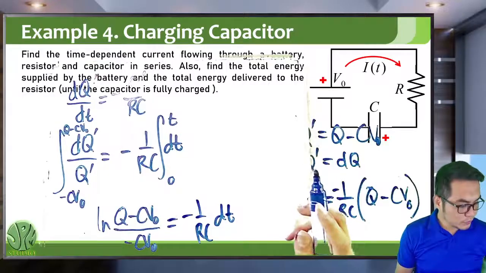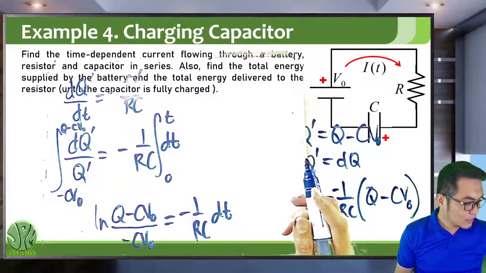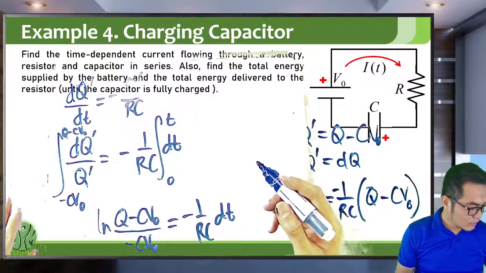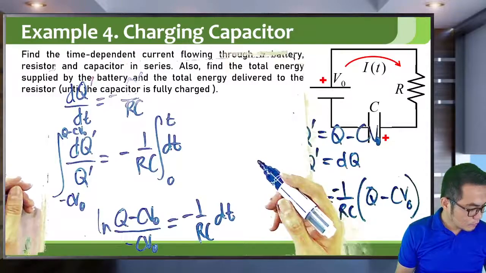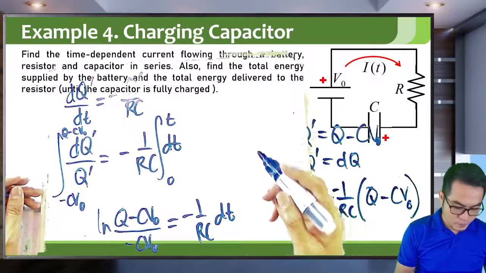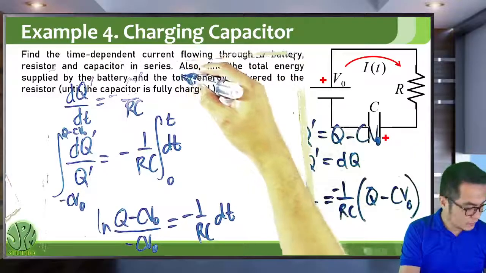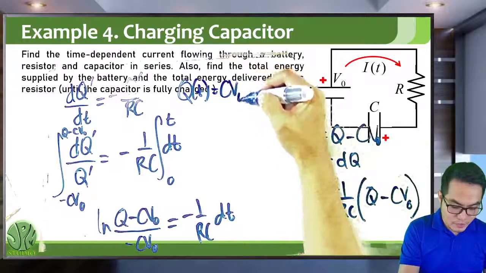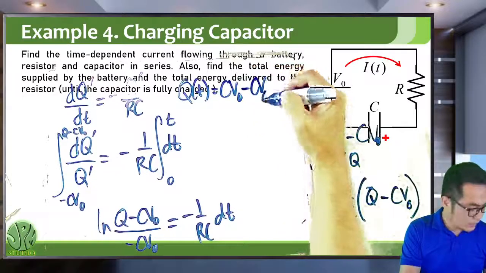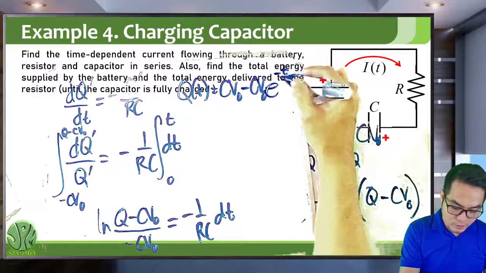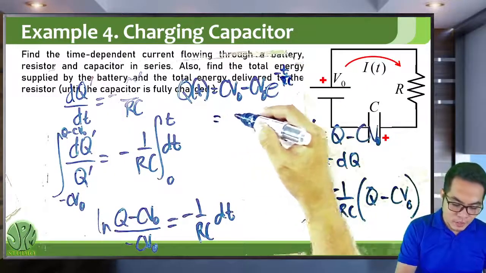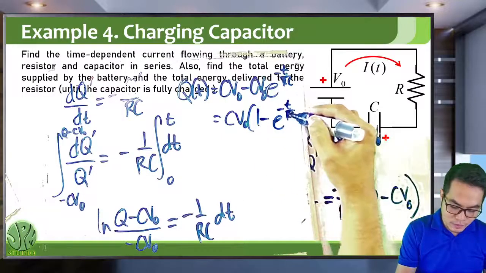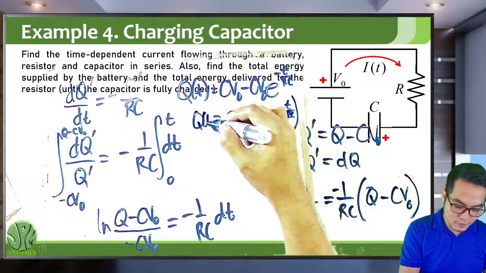And then solve for q. You will get a result that is not quite similar to the previous problem. So you will get q as a function of t is equal to CV naught minus CV naught e to the negative t over RC, or CV naught times 1 minus e to the negative t over RC. So it's actually quite different, the charge.